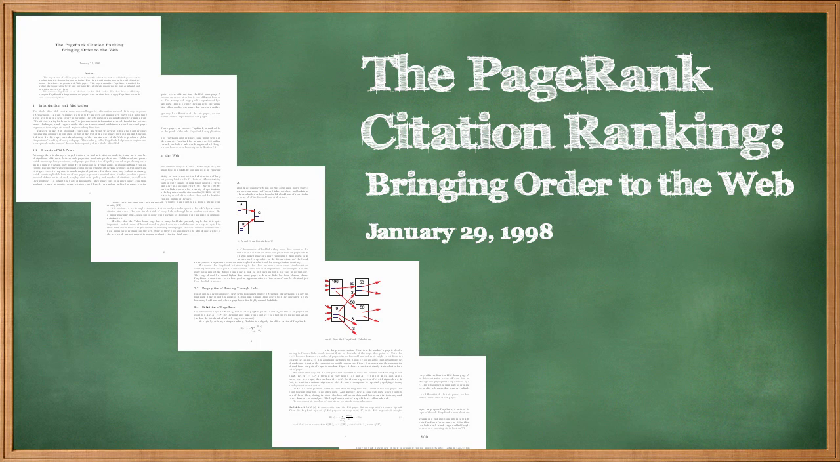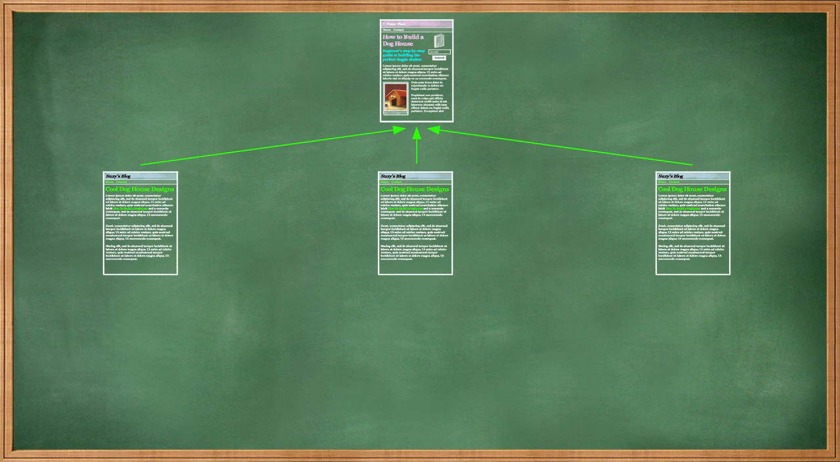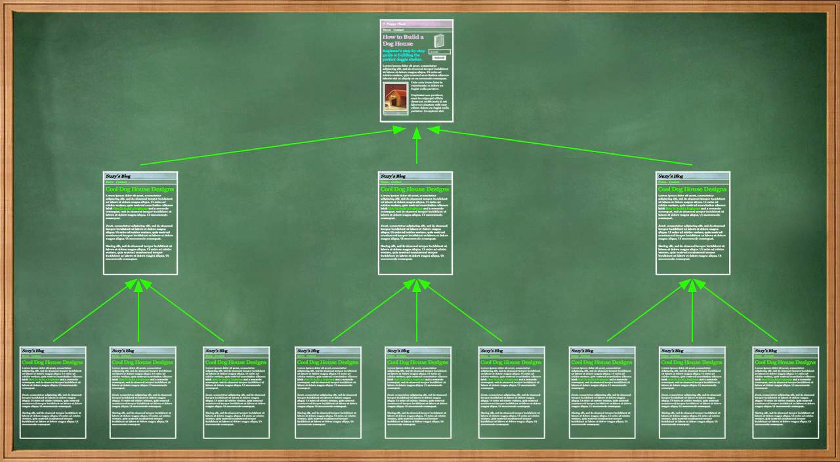Now, the math behind PageRank is pretty complex, but basically it all boils down to this. If your web page has no other web pages linking to it, then that is bad. If your web page has lots of other web pages linking to it, then that is good. And if the web page that is linking to you also has lots of other web pages linking to it, then that is very, very good.